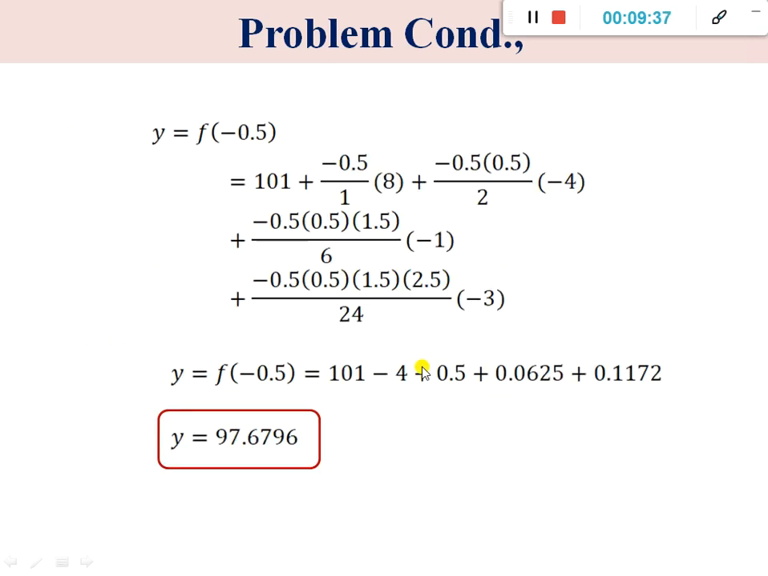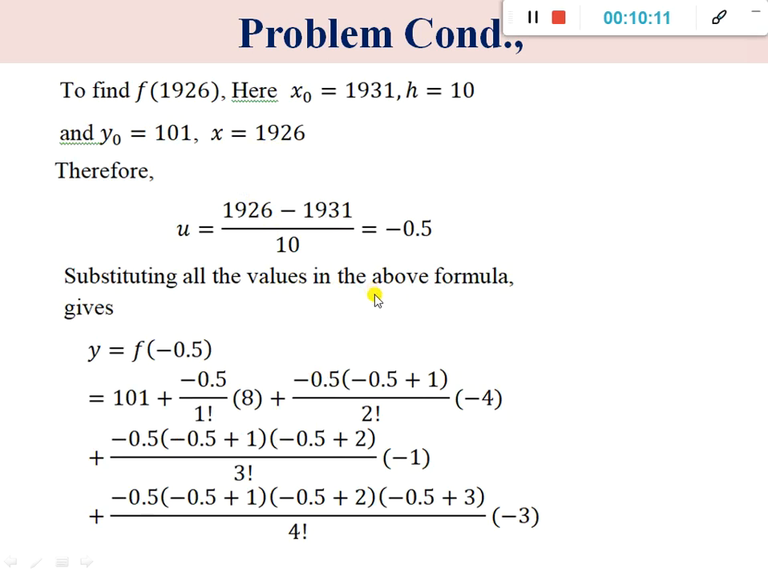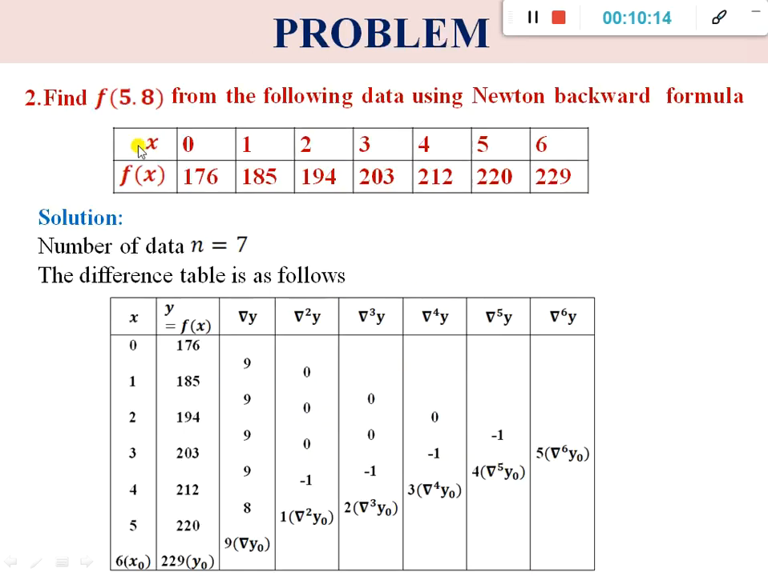After simplifying these things I will get f of minus 0.5 is equal to the first term 101, minus 4, this simplification, and the third term simplification value 0.5, the fourth term gives the value 0.0625, and the last term gives 0.1172. Altogether I'll get the value of y is equal to 97.6796. This is the value corresponding to x value 1926. Let us move on to the next problem.